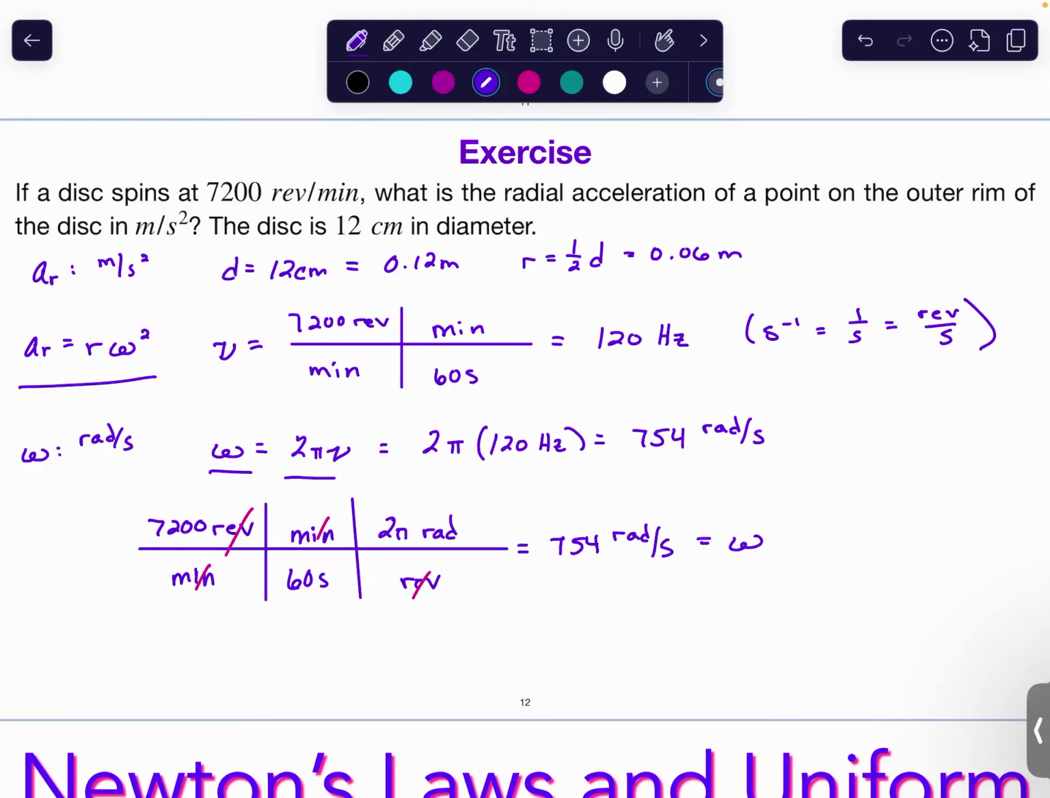And then from there, we already have the expression for this. 0.06 meters, 154 radians per second squared, and we get a radial acceleration of 3.41 times 10 to the 4 meters per second squared.